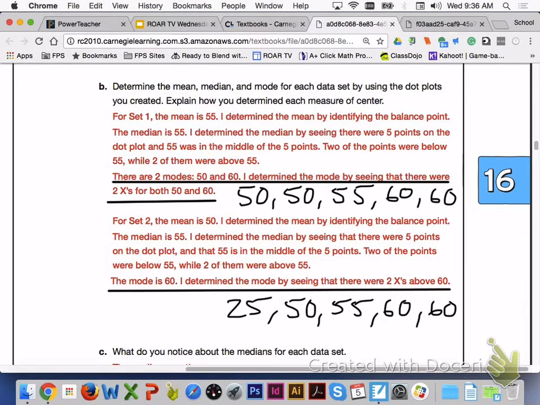And for set 1, there are 2 modes, 50 and 60, and for set 2, the mode is 60. Remembering that the mode is the data value or values that occur most frequently in a data set. For set 1, you can determine the mode by seeing that there were 2 X's for both 50 and 60, and for set 2, you can determine the mode by seeing that there were 2 X's above 60.